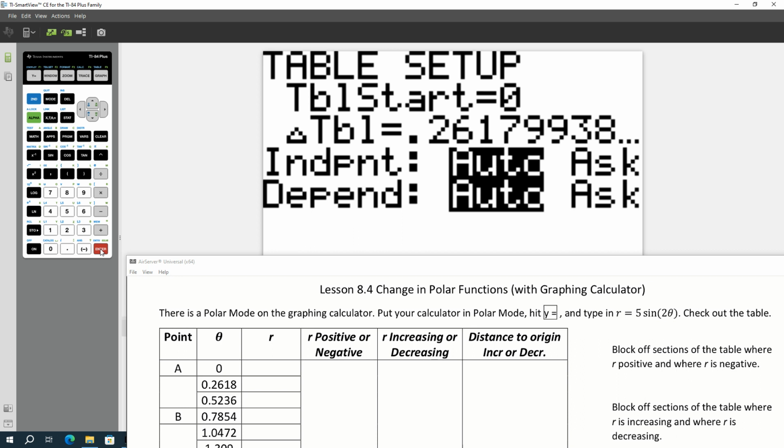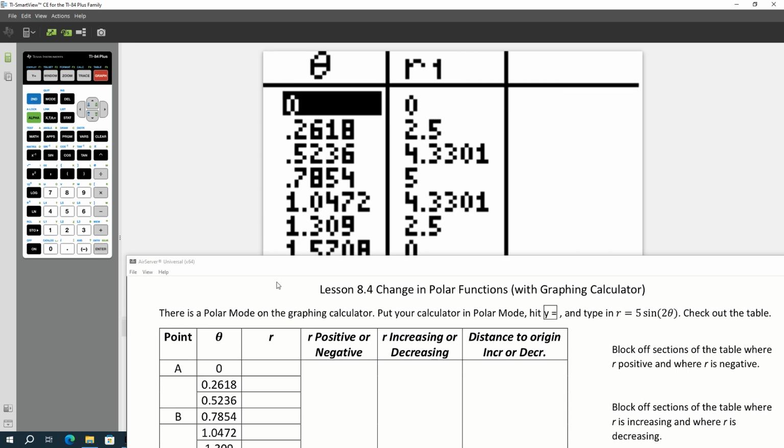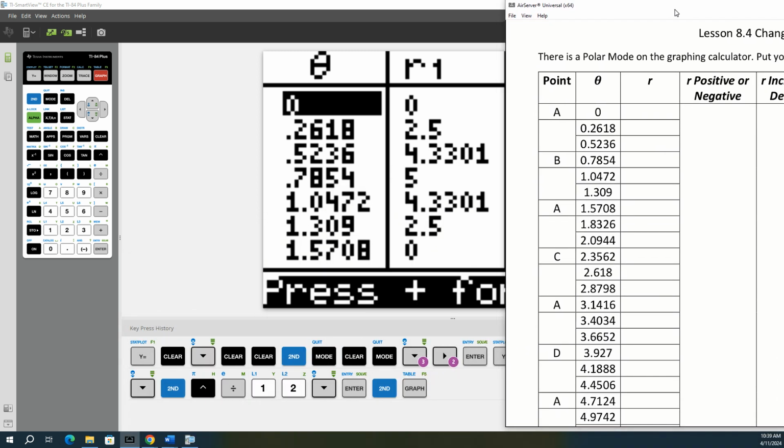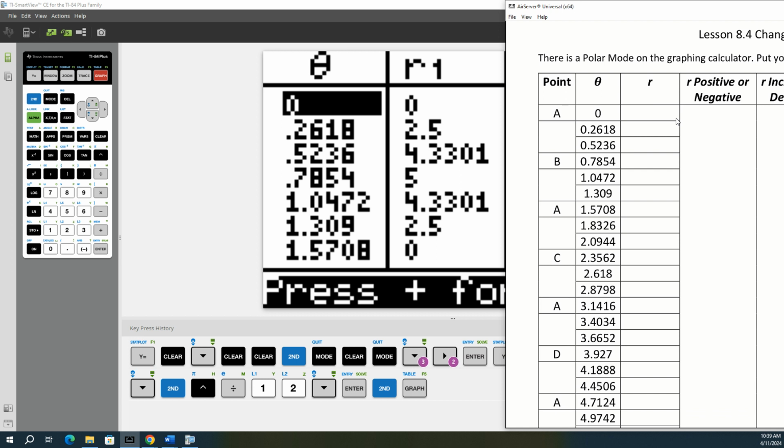Okay. All right, so now we're going to go to the table. So table is second and then graph. All right, and then double check that your thetas are the same thetas that are in this table. If they're not, then let me know and I'll see if we can fix it. You may have to scroll up or down. If yours are, go ahead and start filling in the R values. If you round, go to 3 decimals.